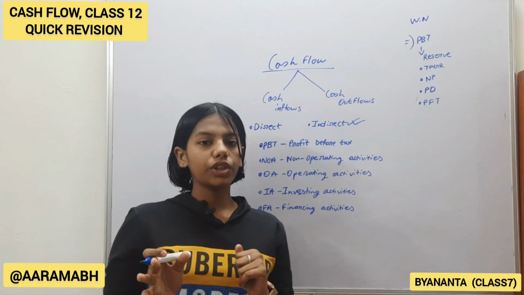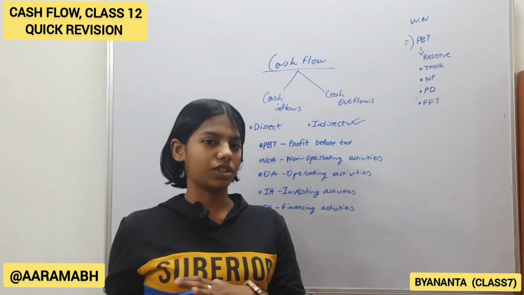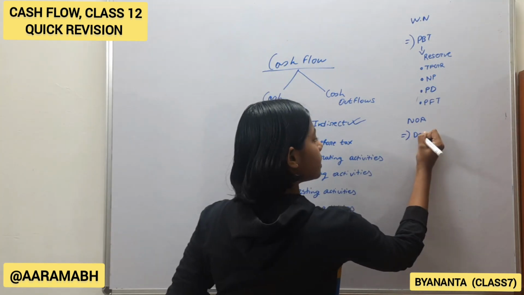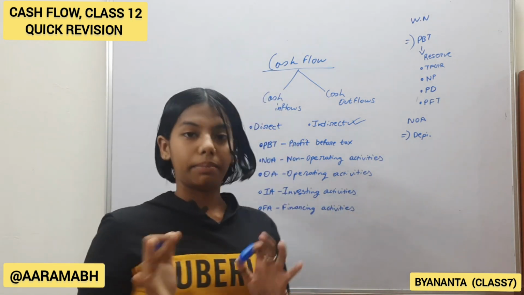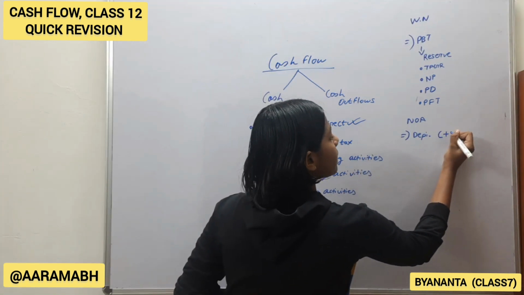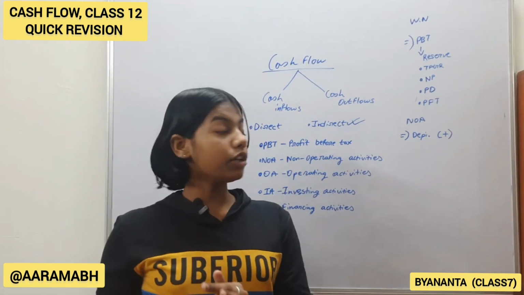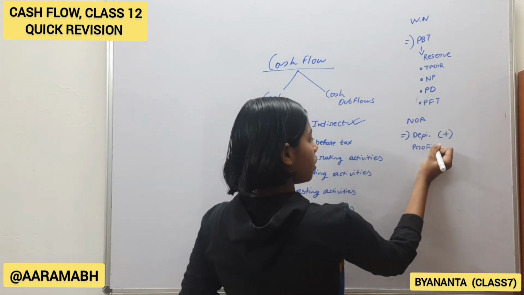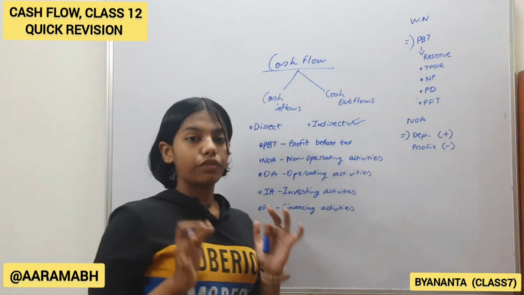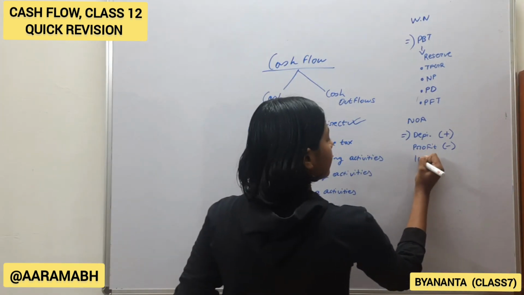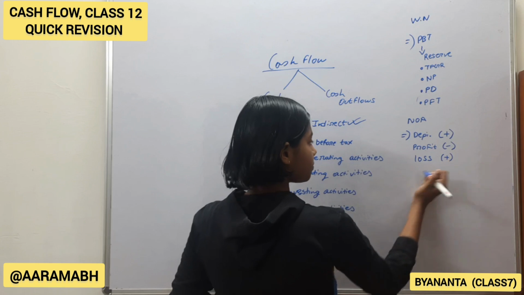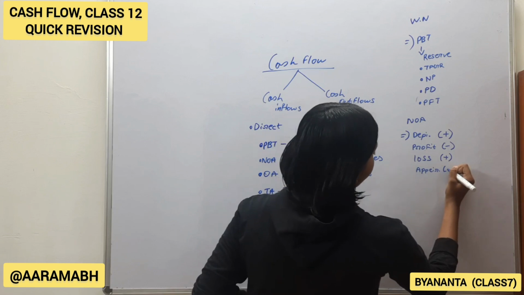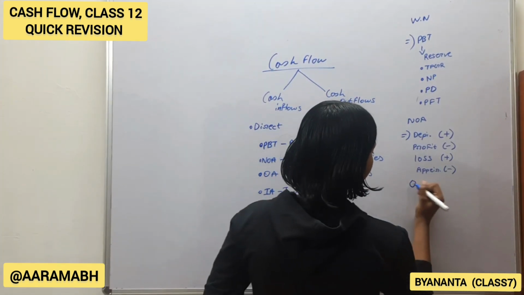Then comes NOA. As I told you, it deals with stuff related to profits and losses of our company. Now this depi is the short form for depreciation. We add it in anyway. The amount that's given to us, we plus it. Then there's any profit, we less the amount from our total value. Then there are losses, we add it. And there's appreciation, which will be given in the balance sheet, we less it.